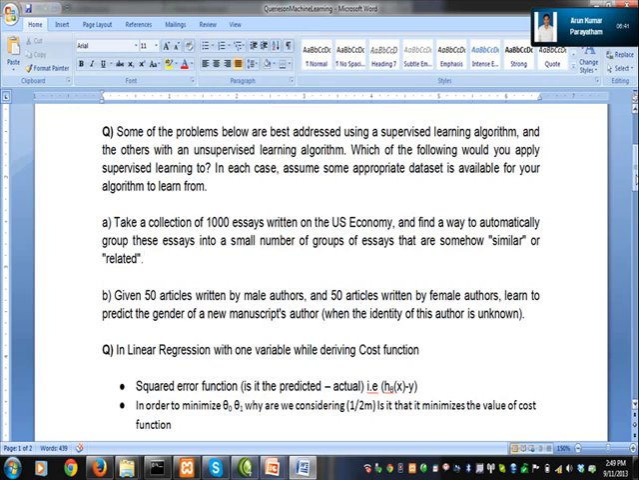So here it is clearly telling us that your output should be only two classes, whether it is written by male or written by female. So the second one will be supervised learning.